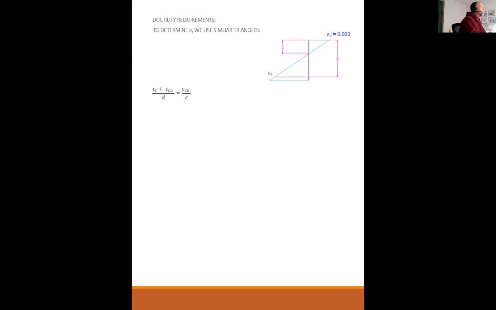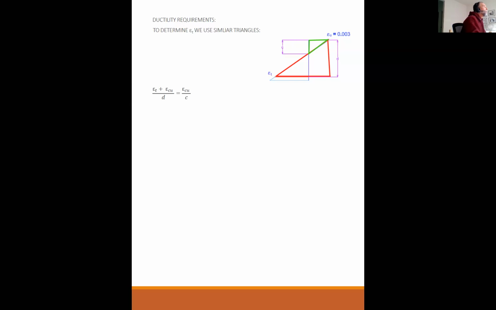Actually, I can draw that a little better. There, that triangle, that triangle, that triangle. So that triangle is similar to this triangle right there. Okay, so by similar triangles, epsilon sub t plus epsilon sub cu, which is this length and this length together, so those two together is this whole horizontal length, over d, the vertical distance, is equivalent to epsilon cu, which is this length, over c, which is this vertical distance.